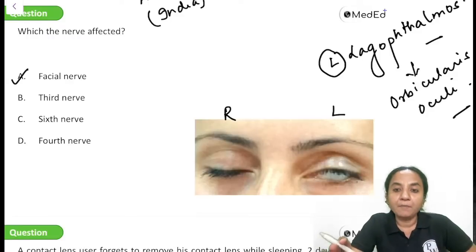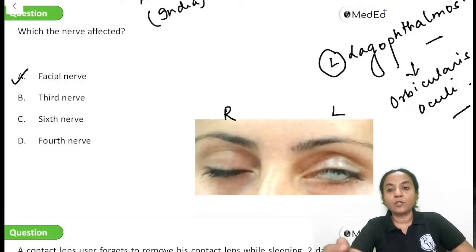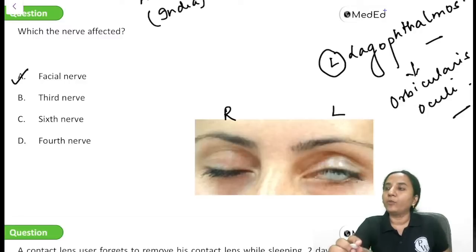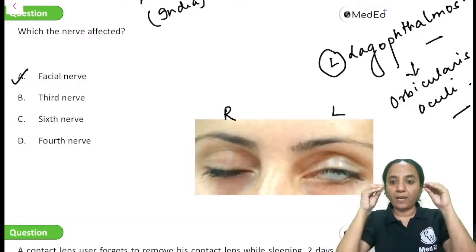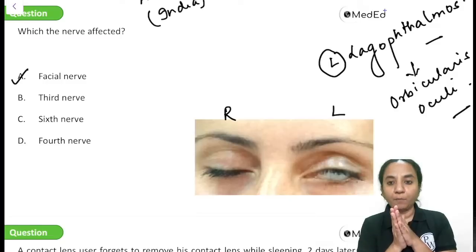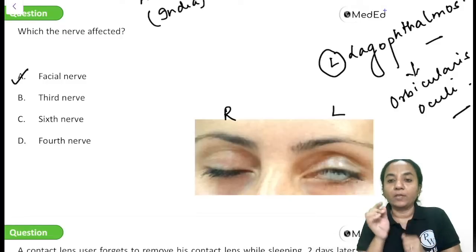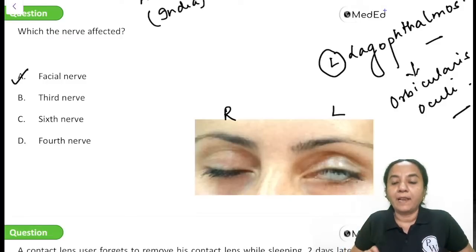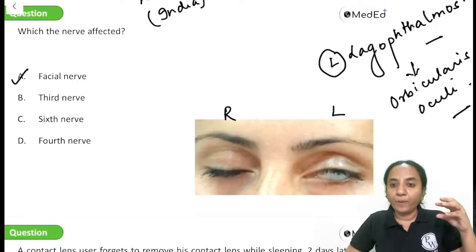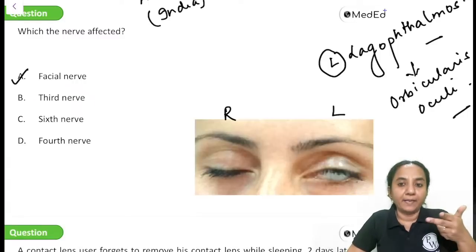So do not make the mistake of thinking that this is right eye ptosis. It's not right eye ptosis. It's actually left eye lagophthalmos. And how do we decide that it is left eye lagophthalmos? Because both eyes are actually closed, where the left eye is not closing properly. I know that because I cannot see the iris in the left eye. If it is an open eye, I will be able to see the iris.